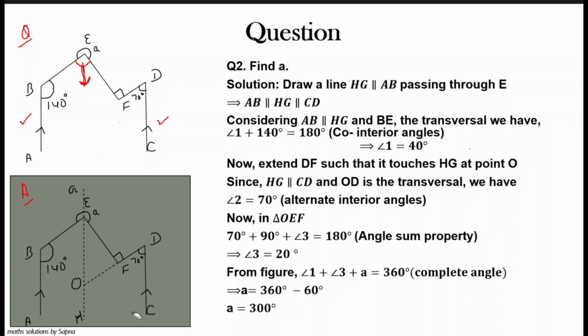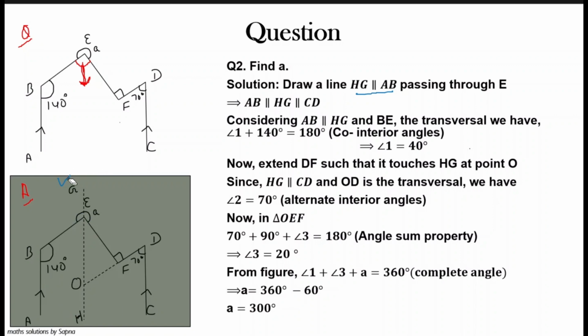So let's start. What I did is, I constructed a line HG parallel to AB passing through E. So this is your line HG. I've constructed a line HG. It is parallel to AB and it's passing through the point E, right? Now since AB and CD were already parallel, if I construct any other line parallel to AB, it means by default it would be parallel to CD as well, right?